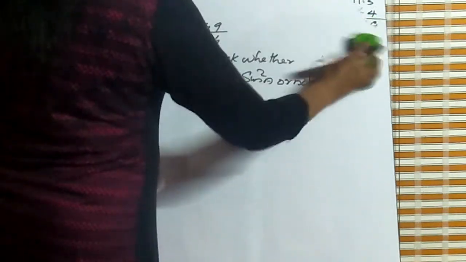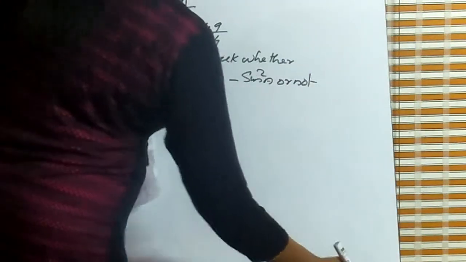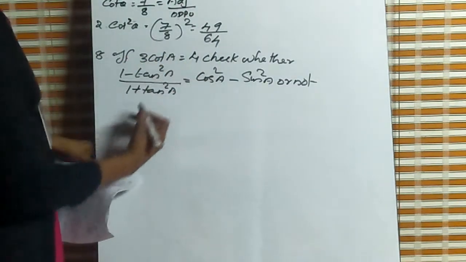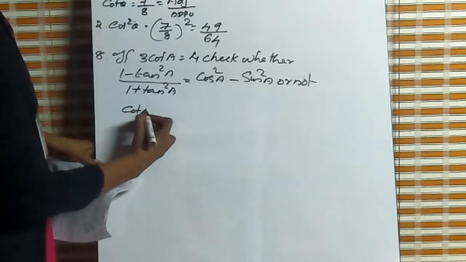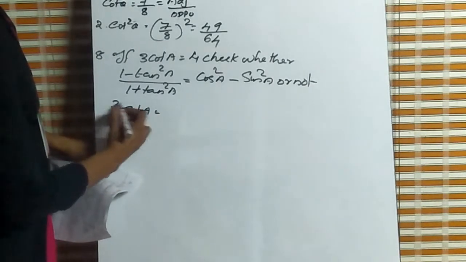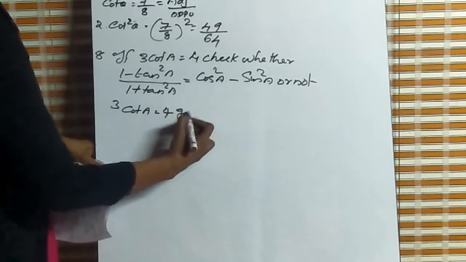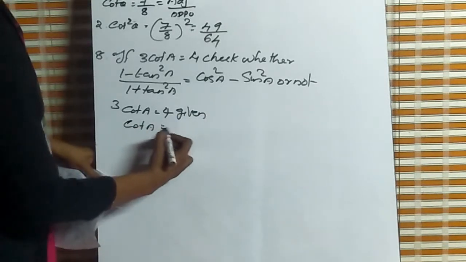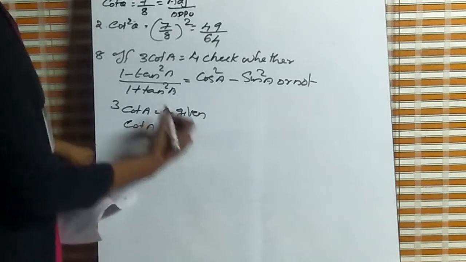For that, first we draw a right angled triangle. 3 cot A is equal to 4, given. From this, cot A is equal to 4 divided by 3. Cot A is equal to 4 by 3.